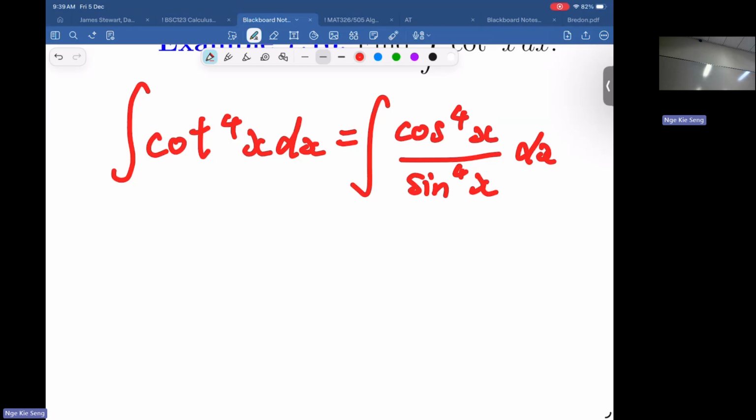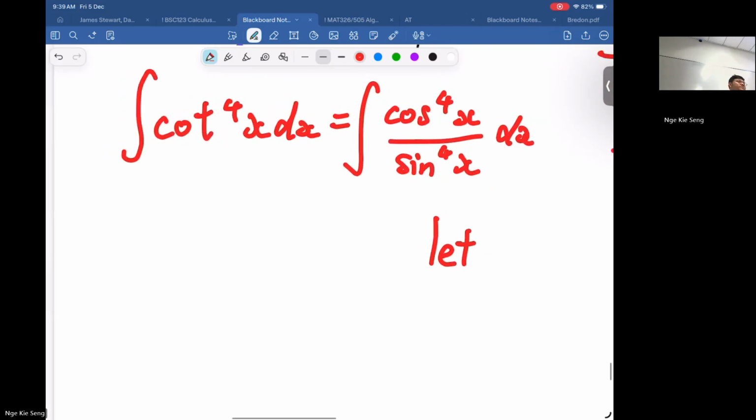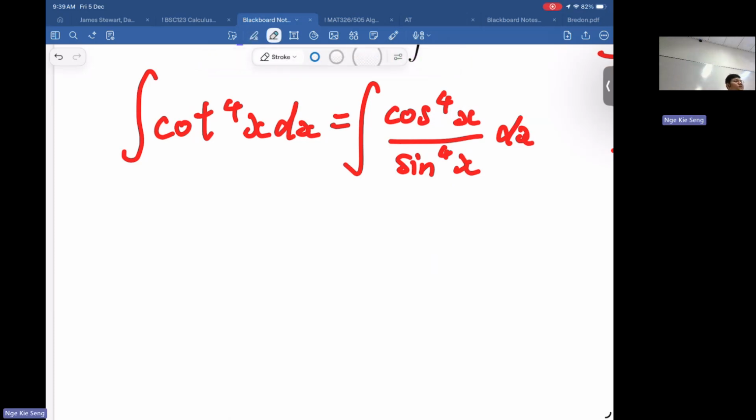Transformation. So you let what? What do you let? Let what equal to what? I mean like what formula you use first? Did you use any formula? What formula? No, you don't use formula, but you can calculate.